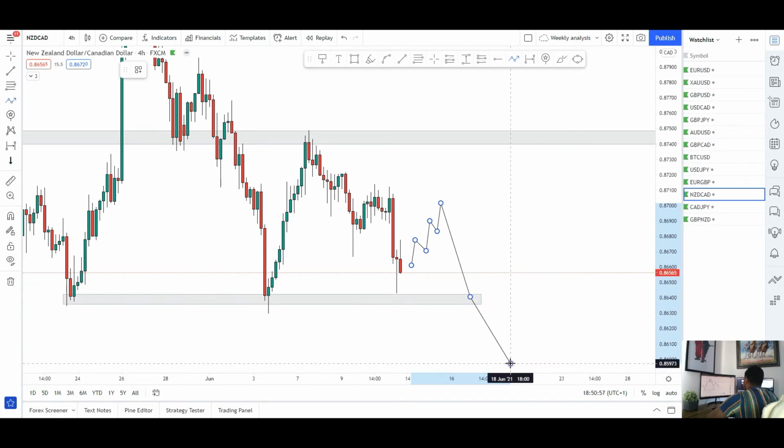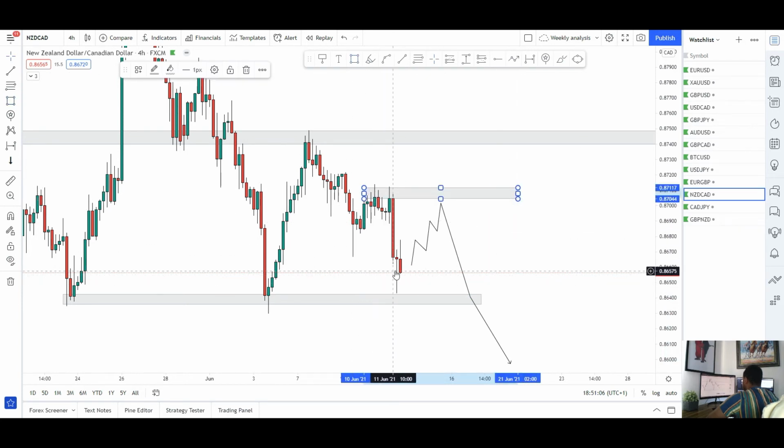Then a break of that I think will take us to 0.86 on the dot. So biases to the downside for next week for NZD CAD. Again, a great place to look for selling opportunities is this recent high here. Potentially get a nice double top and then see the market fall to the downside again.